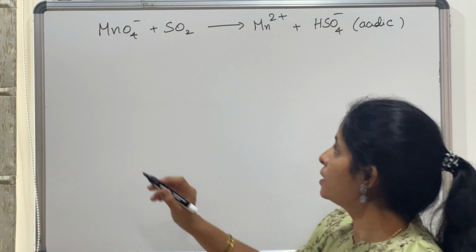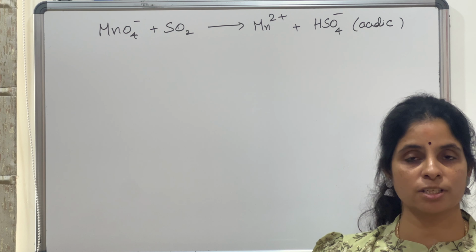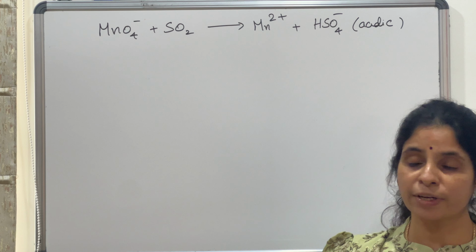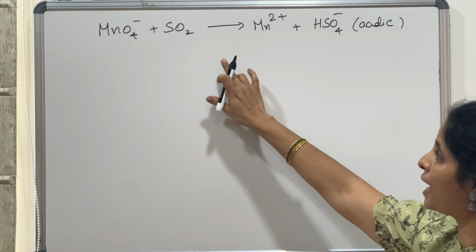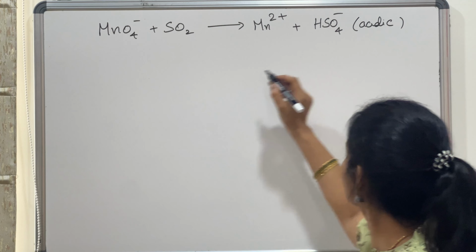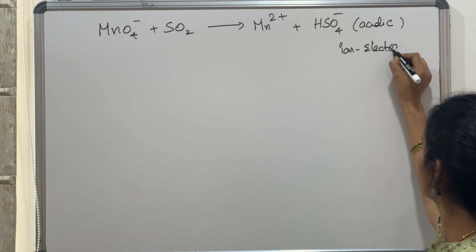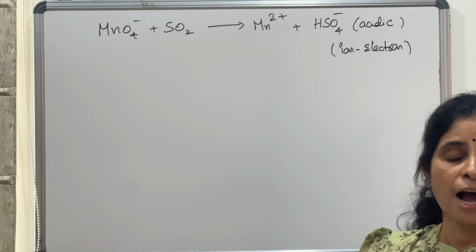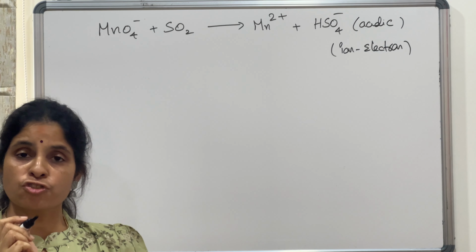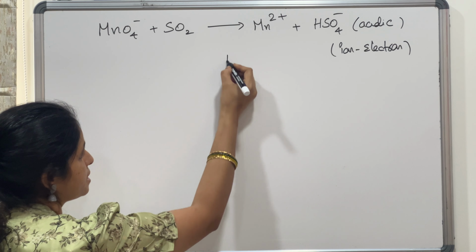Do you know what a redox reaction means? In any reaction, if oxidation and reduction both are taking place, we call it a redox reaction. So here our question is to balance this equation in an acidic medium. Here we follow the ion electron method to balance this equation. Now predict which one is undergoing oxidation and which one is undergoing reduction. We'll divide this into two parts.